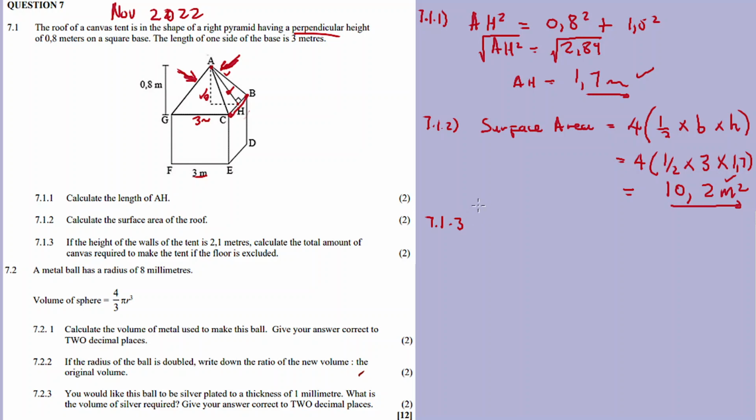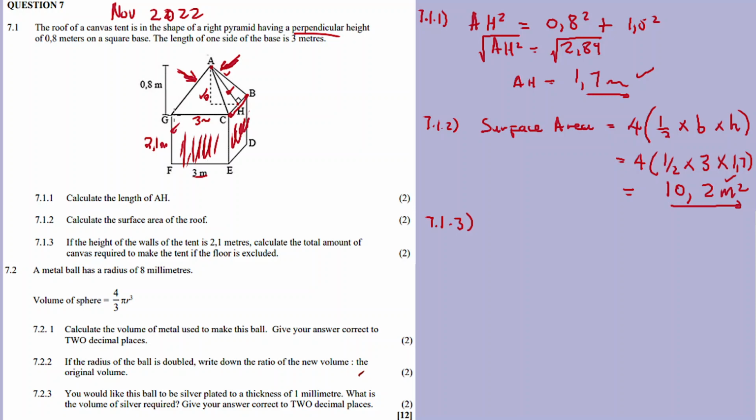If the height of the walls of the tent is 2.1 meters, calculate the total amount of canvas required to make the tent if the floor is excluded. So when they build this tent, we want to know how much canvas is needed to cover the walls of our tent, meaning we want the surface area in a way, the area the canvas must cover.